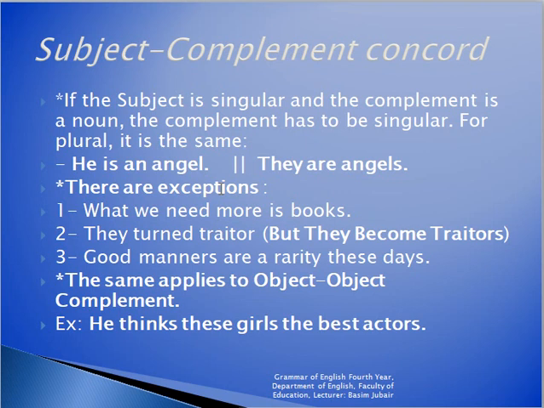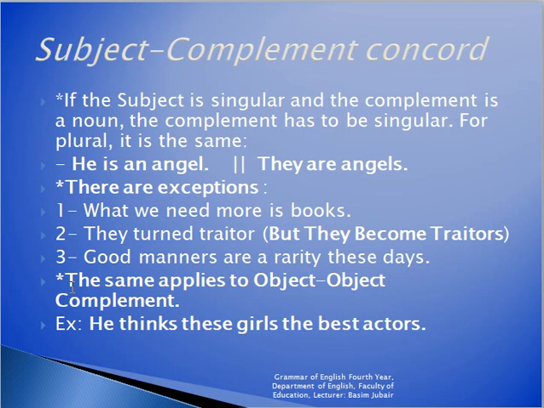There are exceptions to this rule. One, what we need more is books. What we need more is books. And they turned traitor, which means they became traitors. Or good manners are a rarity these days. Good manners are a rarity these days, which means it is rare to have good manners. Now these are some of the sentences which belong to the block language. They are irregular though.